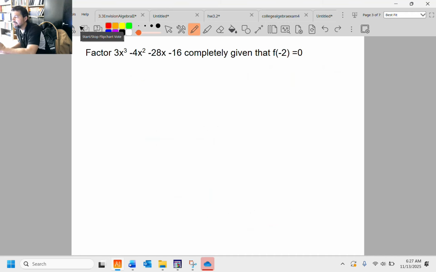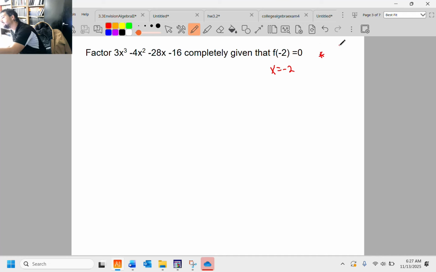Factor 3x cubed minus 4x squared minus 28x minus 16, given that f of negative 2 is 0. So again, this means that x is negative 2. And it also means that x plus 2 is a factor. Go ahead and put that in parentheses. Make it look more like the factors you're accustomed to. All right, so let's do the same thing we've been doing. Put that x value out front.